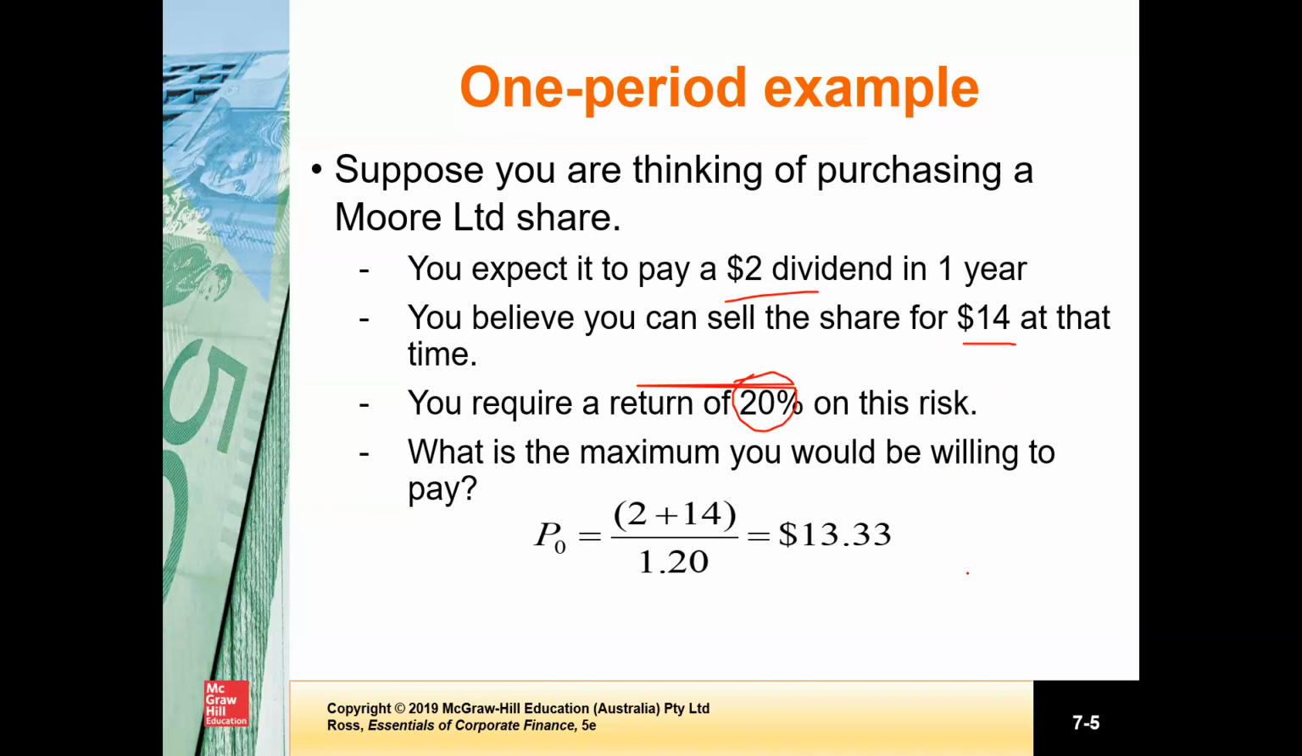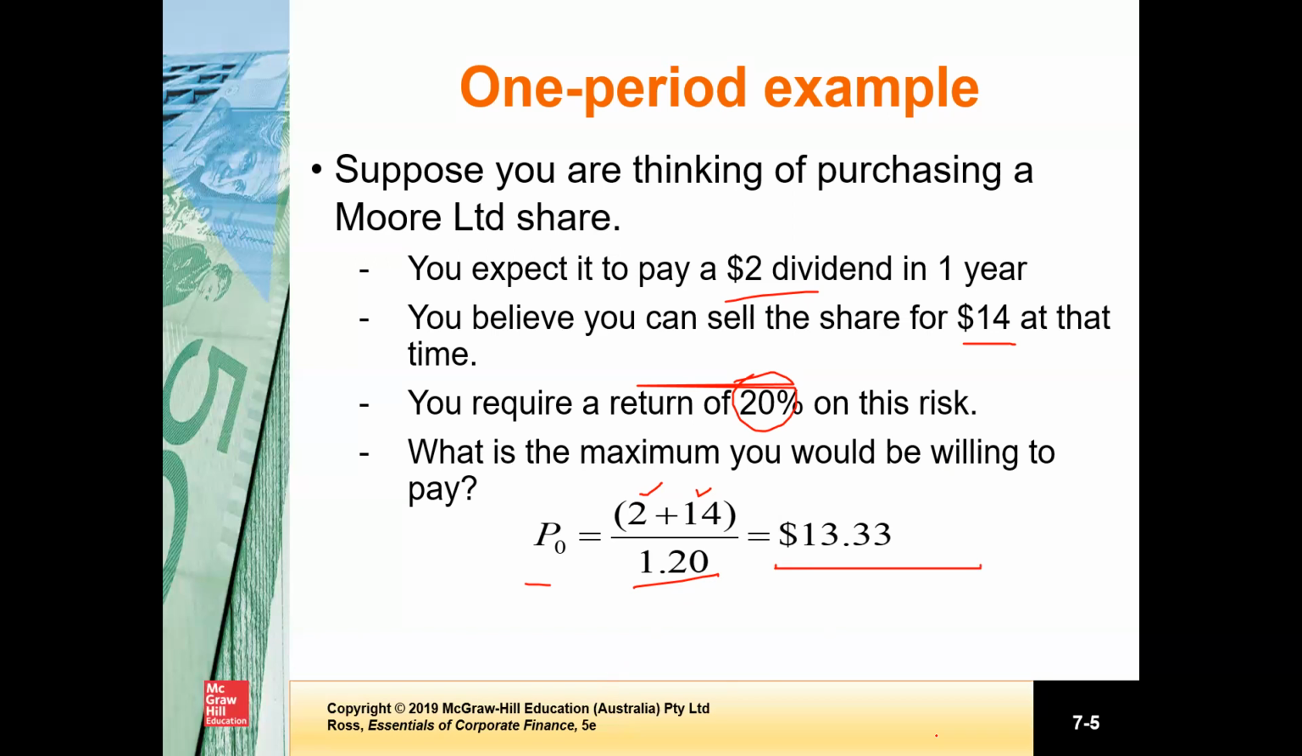That means for the risk that you take by investing in this share, you think that you should get a 20% return on that. Now how much price should you be willing to pay for this investment? So we find the present value of the dividends and the sale price. $2 is the dividend, the sale price is $14, and we divide by 1 plus the required rate of return, and we see that we should be investing $13.33. So we invest $13.33, buy the share, get a $2 dividend, and sell it after 1 year at $14. We earn a return of 20%.